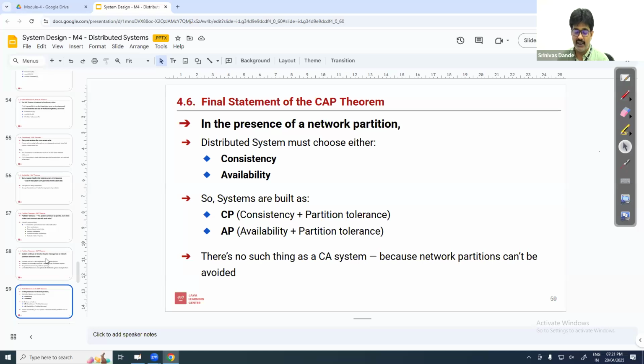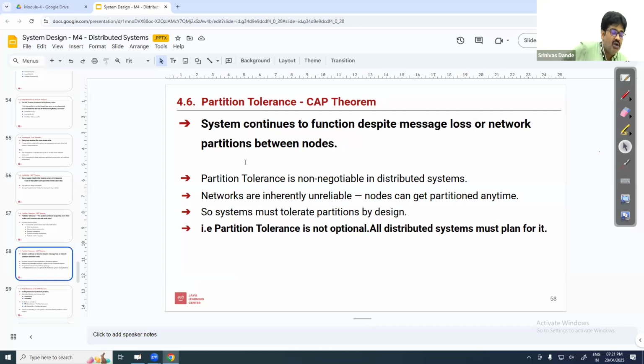Partition tolerance means nodes are partitioned due to any problem, not only network failure, any problem. Nodes are separated, nodes are partitioned, no communication between the nodes. That is partition tolerance: whether your system tolerates the partitioned nodes or not. Point is clear?